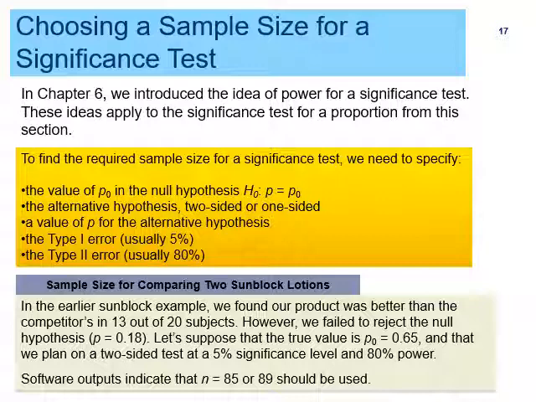Sample size for comparing two sunblock lotions. In the earlier example, we found our product was better than the competitor's. However, we failed to reject the null hypothesis. Let's suppose the true value is 0.65 and that we plan on a two-sided test at a 5% significance level and 80% power. And here software output indicates n is equal to 85 or 89 should be used. So we are getting help from the software for the number of people. So n is equal to 85.